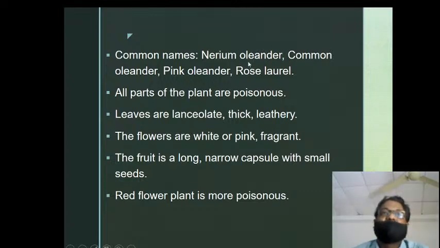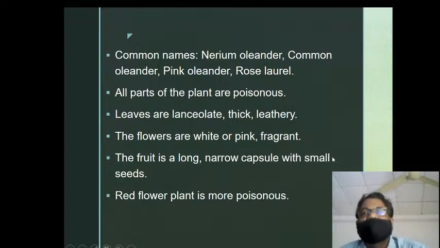So Nerium plant, all parts of the plant are poisonous. It can be easily identified by its lanceolate, thick leaves, and flowers of different colors and fragrance. That is very important. Some are white, some are red, some are pink, some are yellow flowers, and they are fragrant. The fruit is a long narrow capsule with multiple seeds, and they contain small brownish hair over the seed.